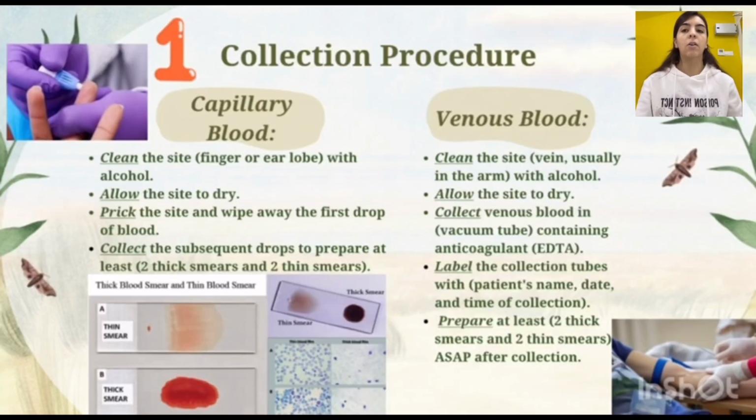For collection procedures, we need to clean the site and then collect the blood and have at least 2 thick smears and 2 thin smears. Going on to the microscopic examination, after collecting the blood smears, we need to stain the blood with Giemsa stain and then examine it under the microscope.